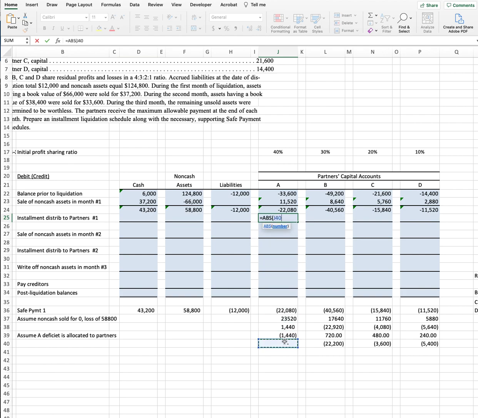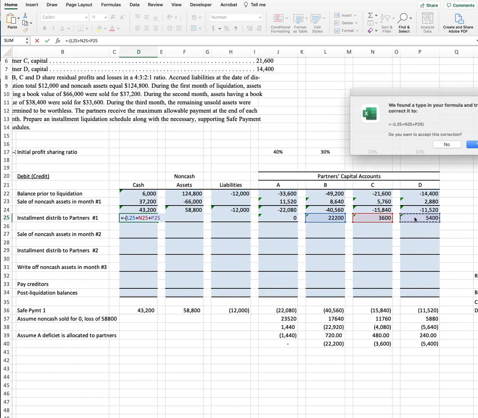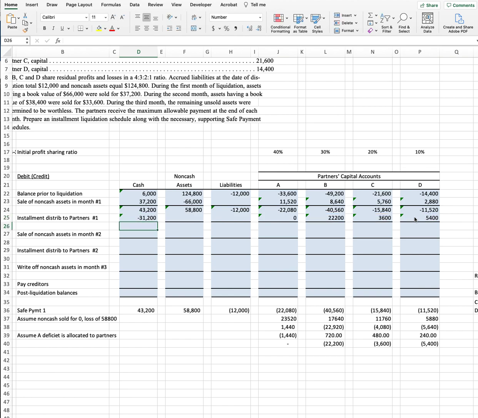We want them to all be in the positive, so we'll use the ABS and paste those in here. And we can also do a sum of each of these. For 31,200.